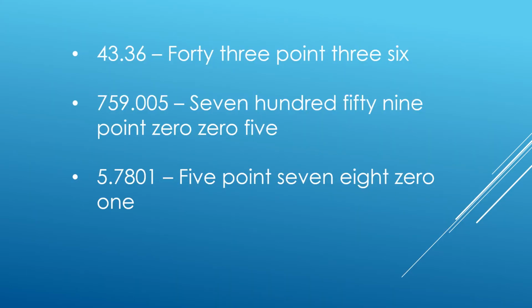Now let's read these decimals. First is 43.36. The way I told you, the decimal part to the right hand side we will read digit wise, and the left hand side, that is the integral part or whole number part, we will read the way we read a whole number. So this is 43.36. Second one, it is 759, which is a whole number part, 0.005. The third one is 5, which is a whole number part, 0.7801.